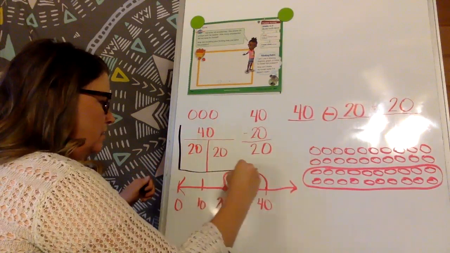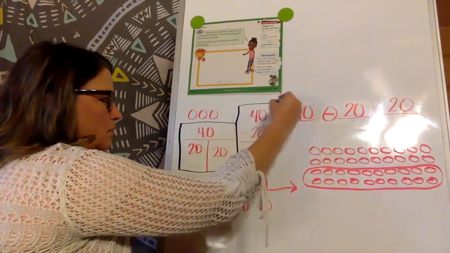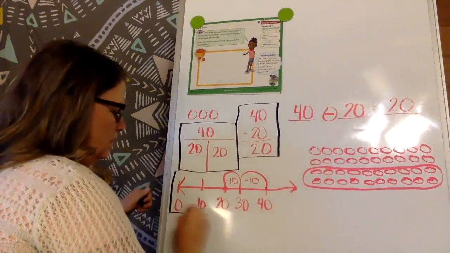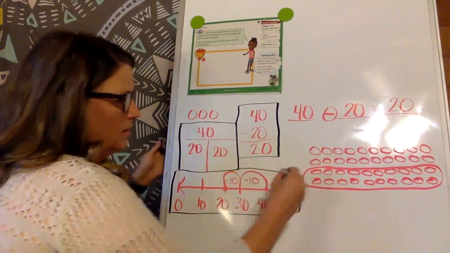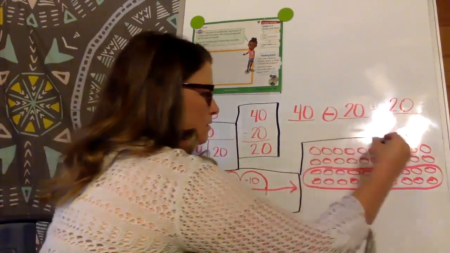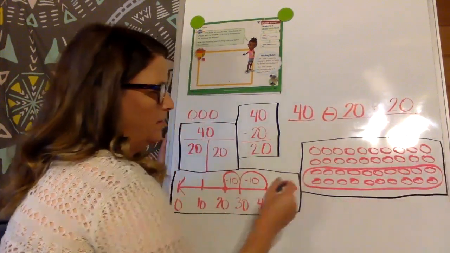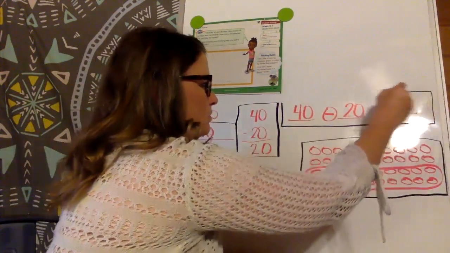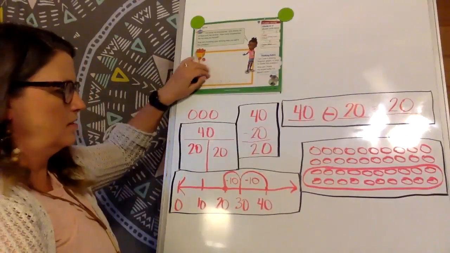a chart like this, a part whole. You could subtract like this. You could use a number line to model your thinking. You could use a drawing, and then you have an equation. Okay, so lots of different ways that we could solve that problem.